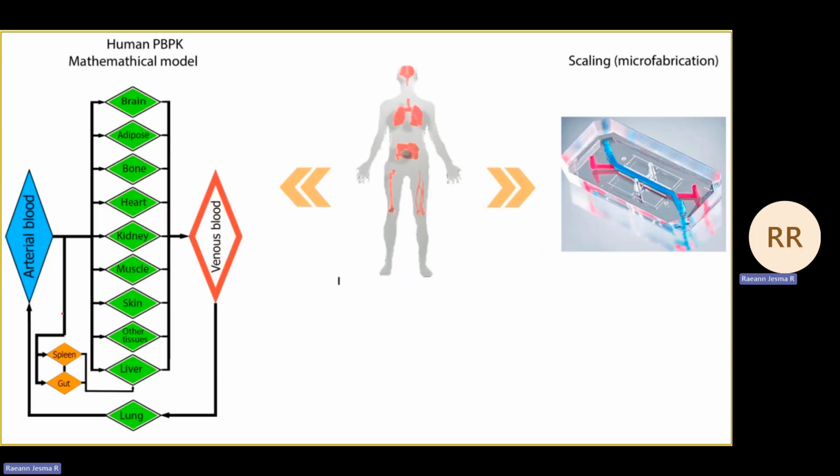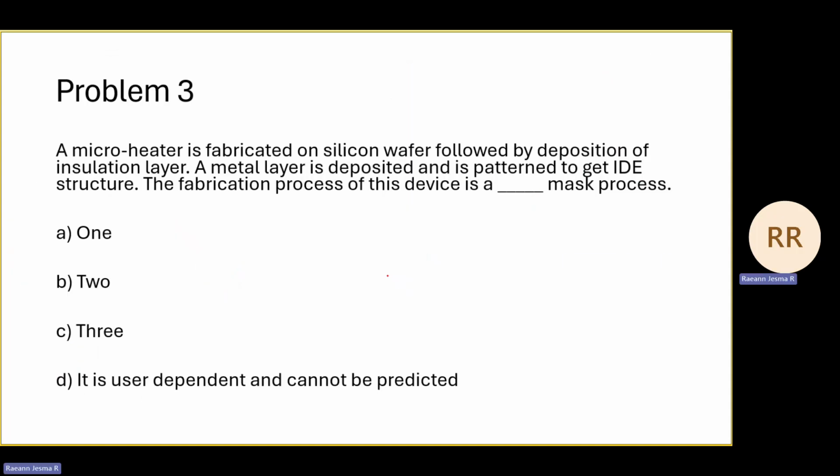And in this figure we can see how the blood is flowing from the arterial blood to various organs, and at what point it goes to the venous blood. So this is kind of the mathematical model of a human. So what we want when we want to design an in vivo system is that it should accurately or closely model the human system. Okay. So now let us move on to the next problem, problem 3.